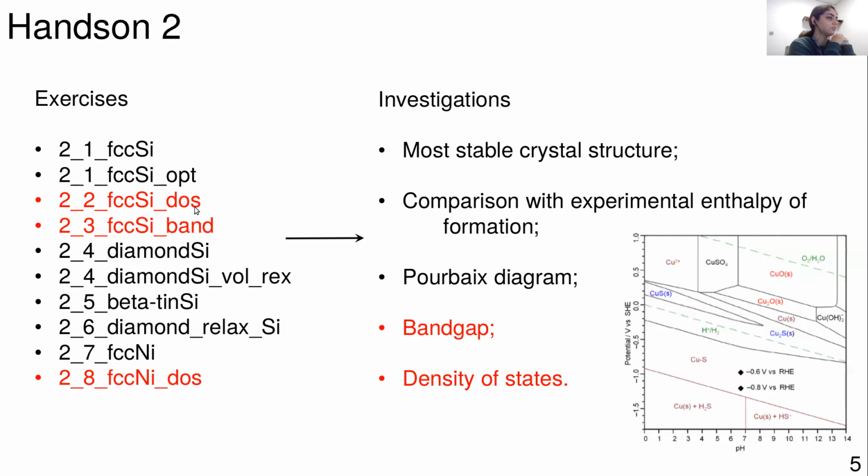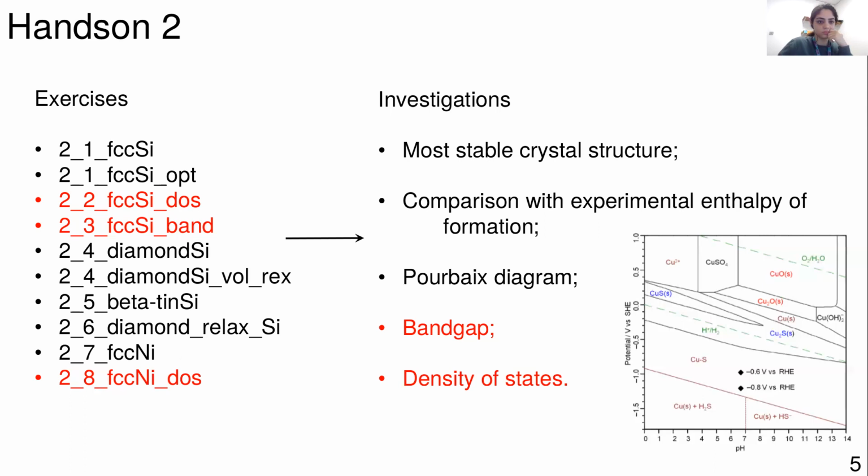Because if your bulk is not electronically optimized, it doesn't make sense to get the density of states, because you will define the density of states of a system that is badly defined, okay?